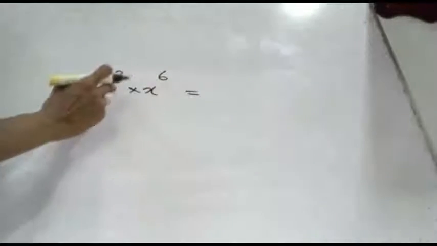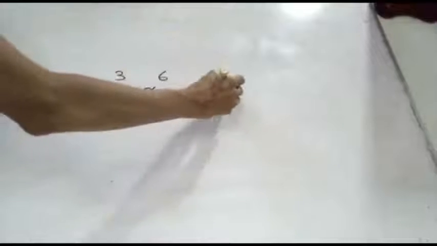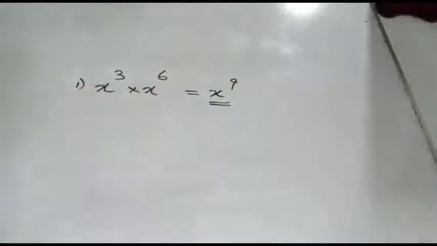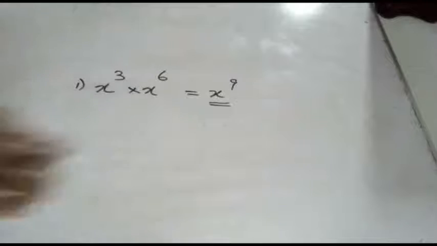Simplify. x to the power 3 times x to the power 6 is equal to, 3 plus 6 is equal to 9. x to the power 9. Second one.